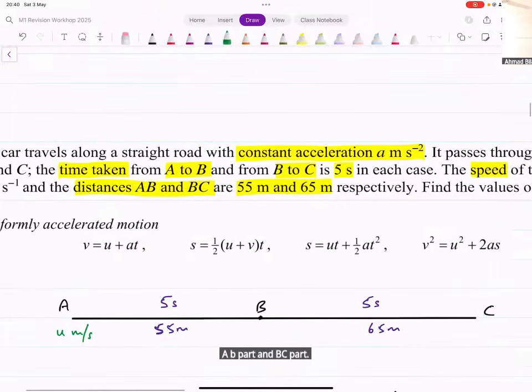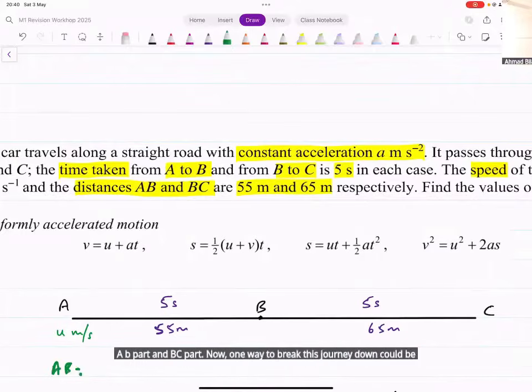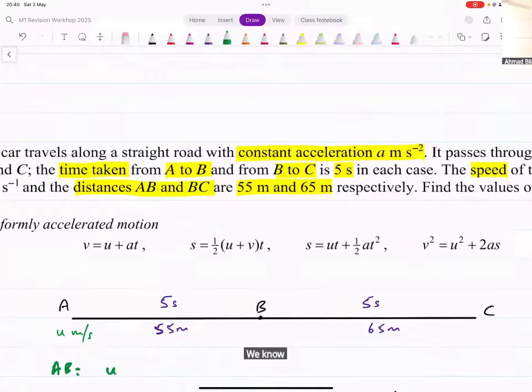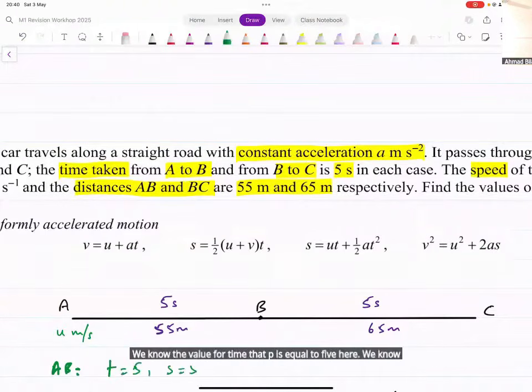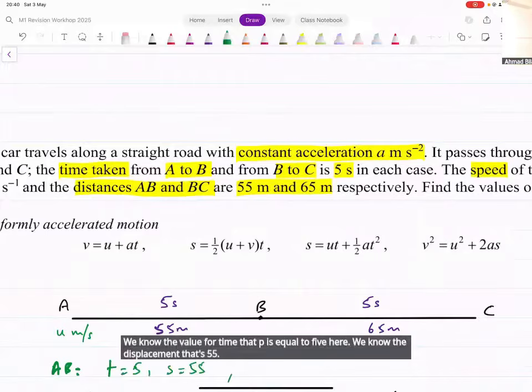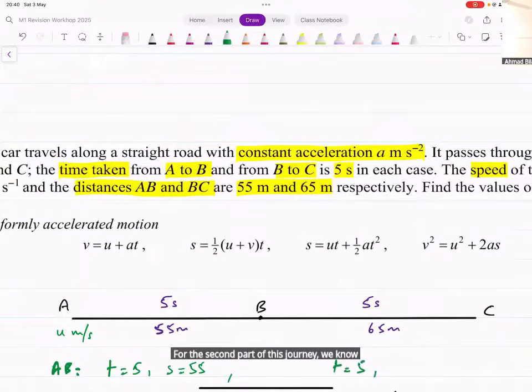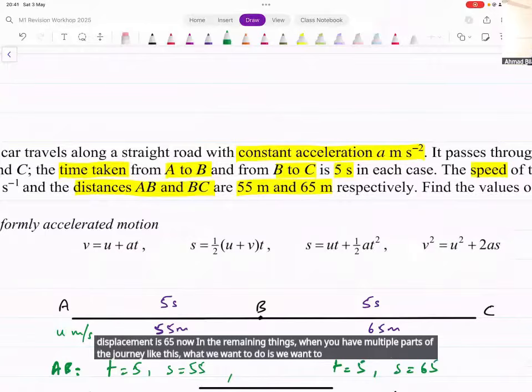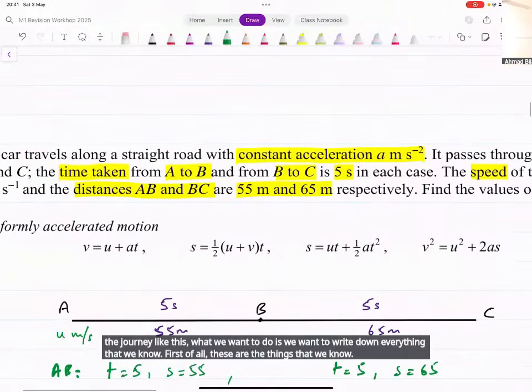Now, one way to break this journey down could be like this. You could say A to B part. What do we know about this part of the journey? We know the value for time, that t is equal to 5 here. We know the displacement, that's 55. For the second part of this journey, we know the time is equal to 5 and displacement is 65. Now, when you have multiple parts of the journey like this, what we want to do is write down everything that we know. First of all, these are the things that we know, time and displacement.